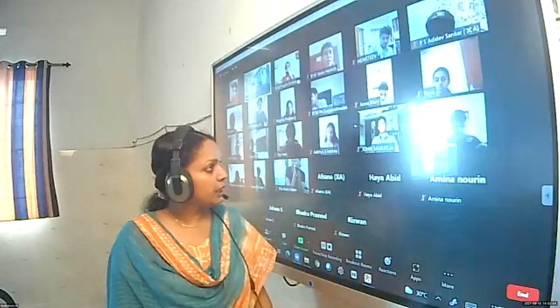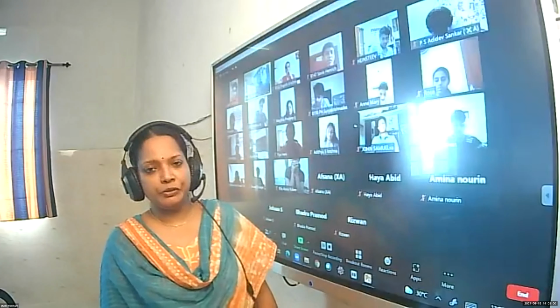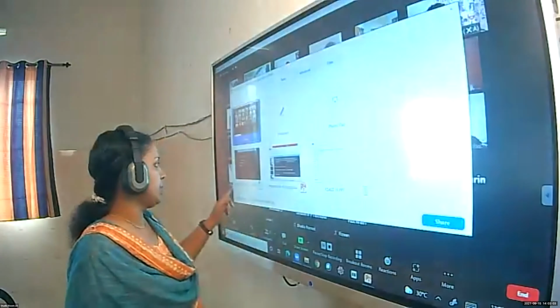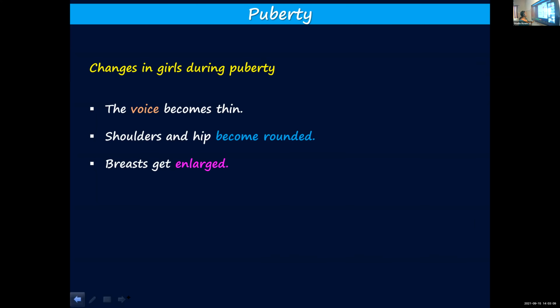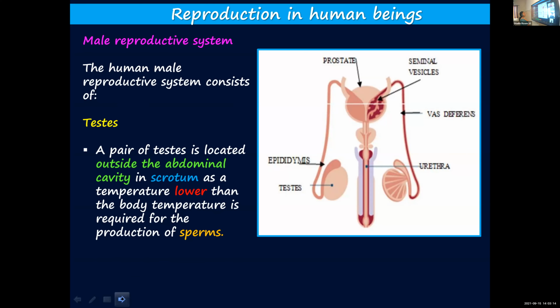Okay. Is that clear? And now we will be learning about the different reproductive organs found in males and females. We started with the male reproductive organs. The human male reproductive system consists of testis. IS is singular, ES plural. A pair of testes is located outside the abdominal cavity in specialized sacs known as scrotum. Scrotum, these are specialized sacs where testes are placed.